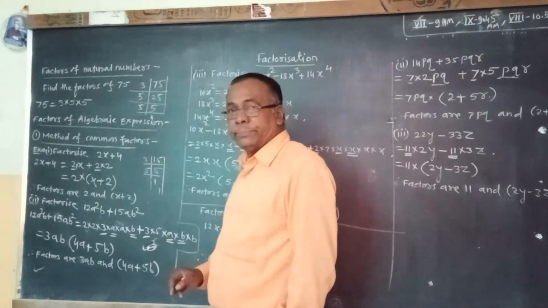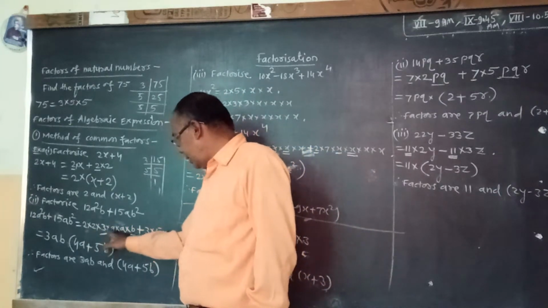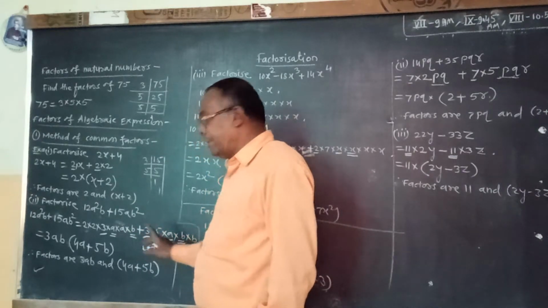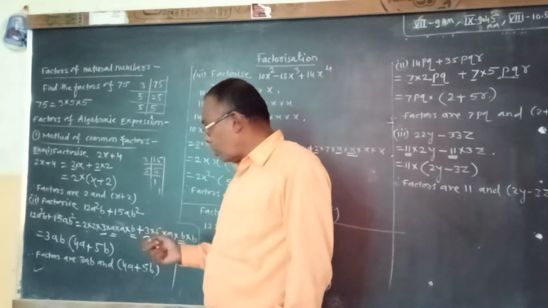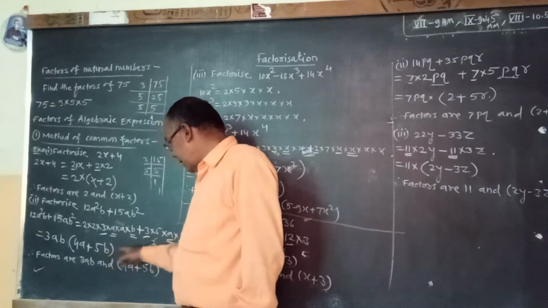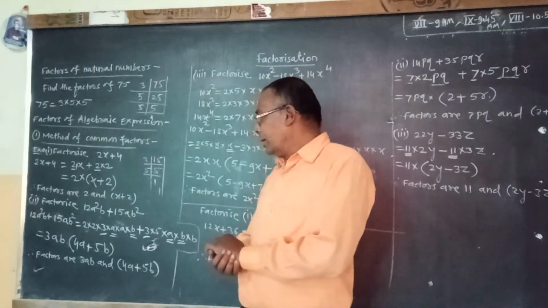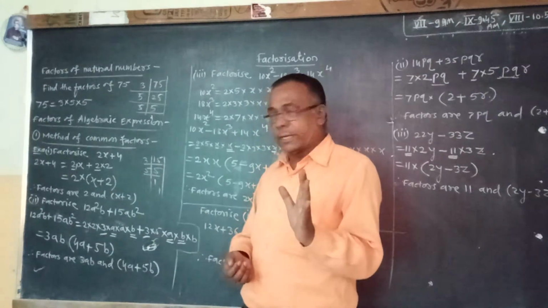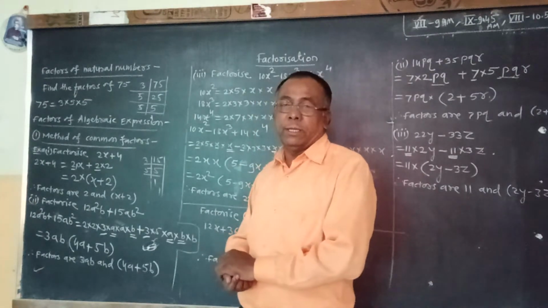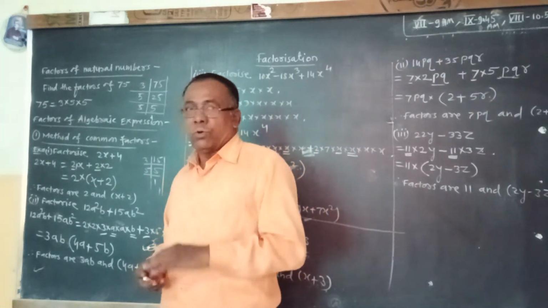And now we can take the common factor here: 3, then a and b, that means 3ab can be taken as common, and the remaining terms, that is 4a and 5b, can be written in the bracket. Therefore 3ab is the first factor, and the second factor is 4a plus 5b. In this way we have factorized the given expression by taking common factors.